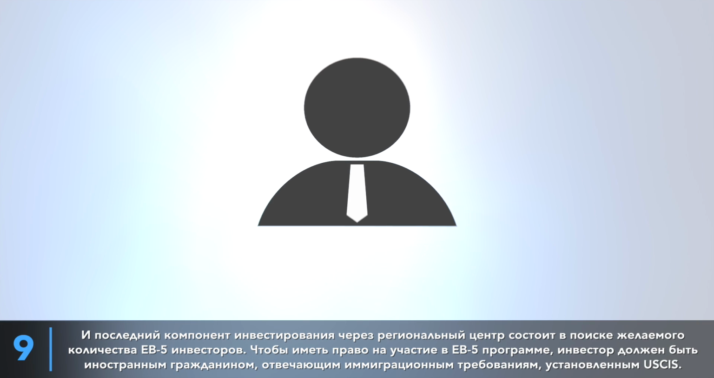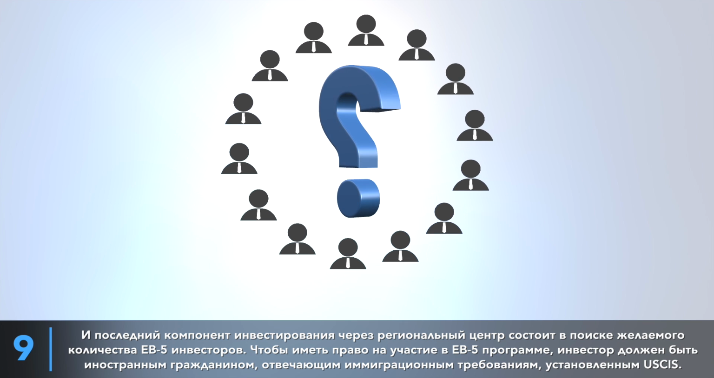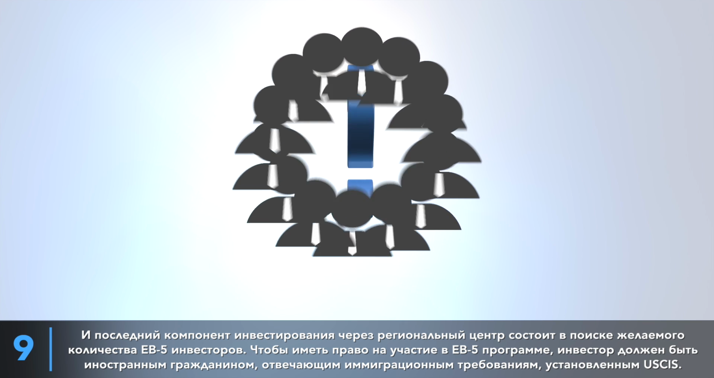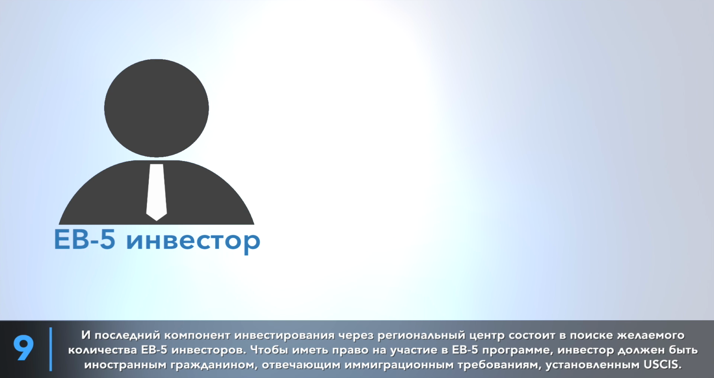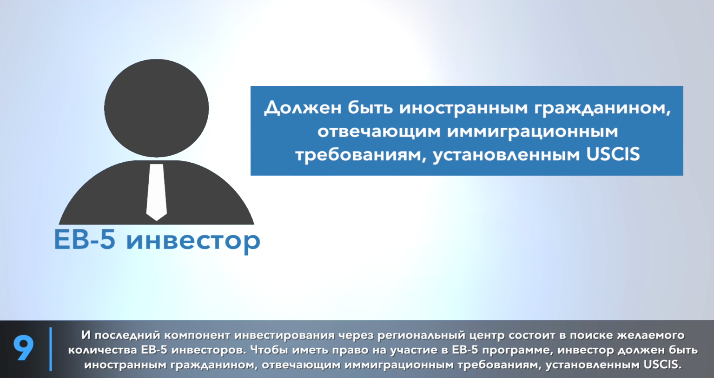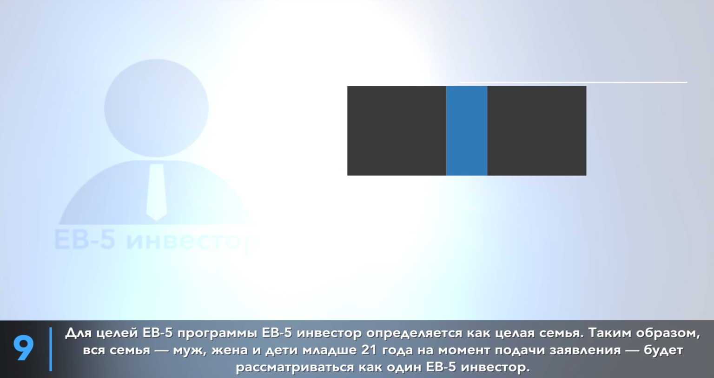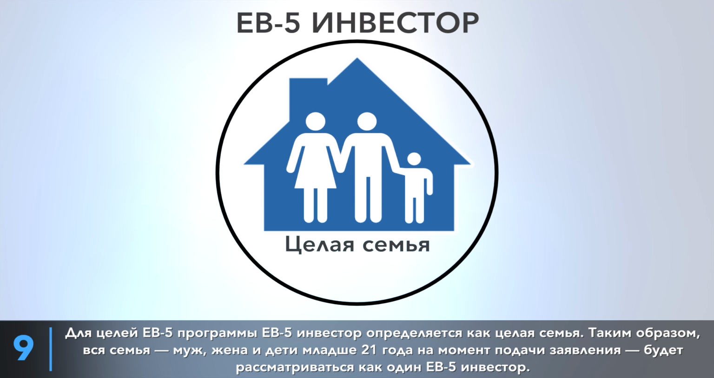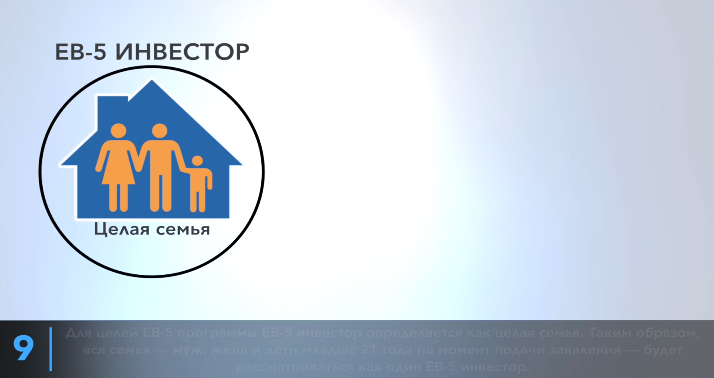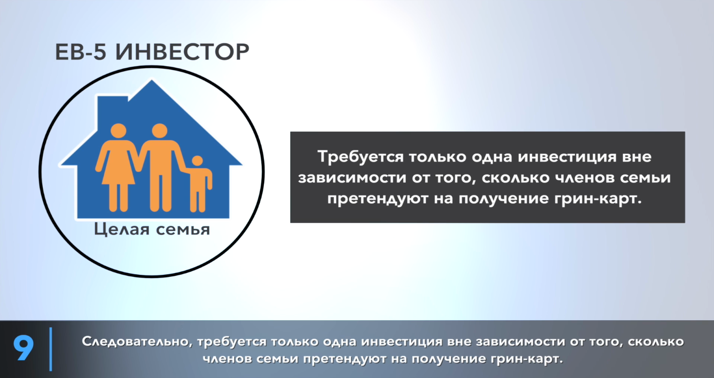9. EB-5 investor requirements. The final component of an EB-5 regional center investment is finding the desired number of EB-5 investors. To be eligible for the EB-5 program, an investor must be a foreign national who meets the immigration requirements determined by USCIS. For the purposes of the EB-5 program, an EB-5 investor is defined as up to an entire family unit. Therefore, an entire family, husband, wife, and children under age 21 at the time of application will be considered a single EB-5 investor.